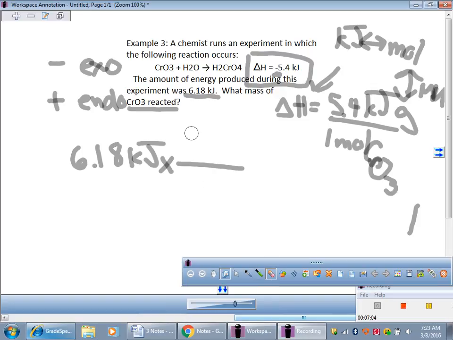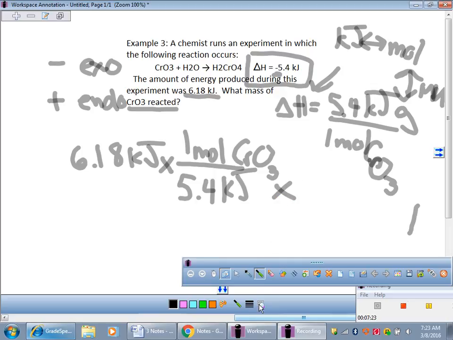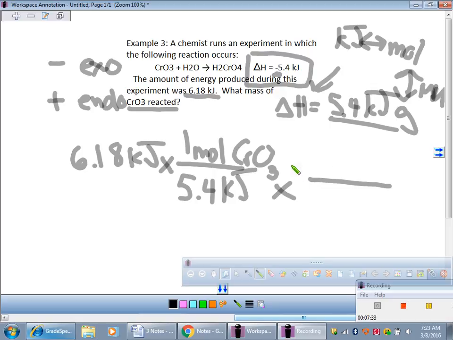So the other thing is, where are we going to put our kilojoules? Well, remember dimensional analysis, if we have 1 unit on top in the next step, where does that unit go? On the bottom. So we're going to put our 5.4 kilojoules down here. We're going to put our 1 mole up top. And then our very last step, because we do want grams, not moles, is, guess what? Our molar mass. So we need our molar mass of our chromium oxide, which is 99.993 grams per 1 mole.